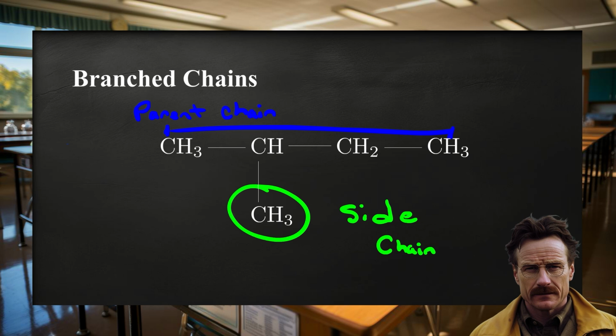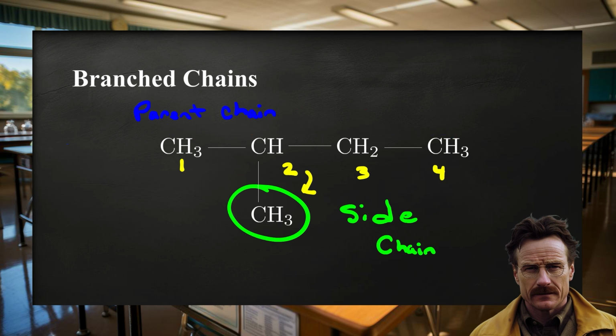When numbering, we always start numbering so that the side chains are numbered with the lowest numbers possible. In this case, we will choose to start here on the left side. This will give us the side chain, a methyl group, a number of 2. If we start numbering from the other side, the right side, it would give the methyl group a number of 3, which is higher. So in this case, we must start numbering from the left side.